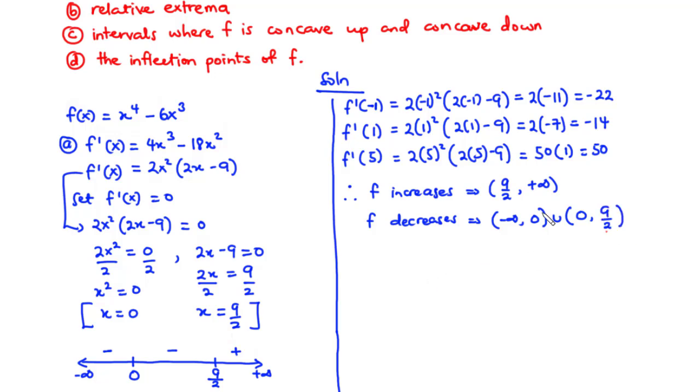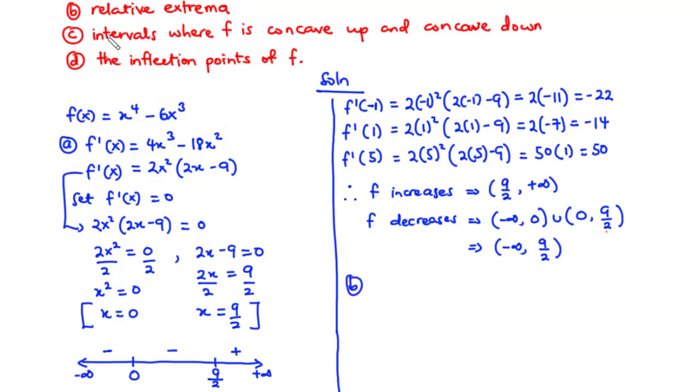Now, since we have a single value 0, which is separating the two decreasing intervals, we can basically ignore 0 and say that the function decreases from negative infinity through to 9 over 2. So any of the two is correct. Now let's move on to B.